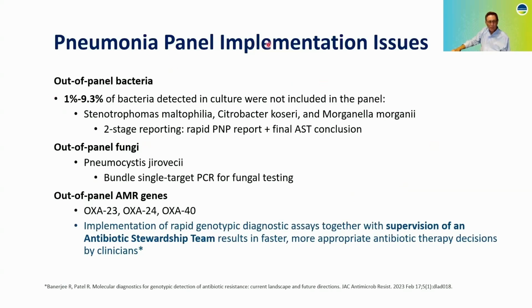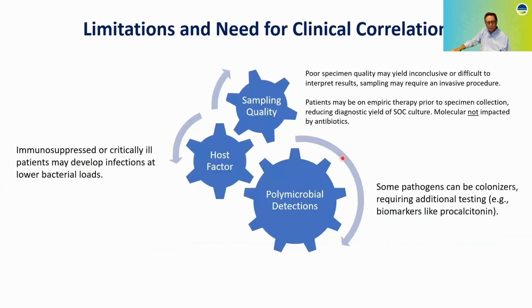And the other issue is these panels are not perfect, whether you use this panel or other panels. In the one that we're talking about now, the FilmArray panel, one of the limitations that probably has an impact, depending upon where you work, is that it doesn't, for instance, detect Stenotrophomonas. It doesn't detect Pneumocystis. It also doesn't detect OXA-23, OXA-24, and OXA-40, and those are pretty important in multi-drug resistant Acinetobacter, for example. So you have to know what's in your panel. And then the limitations and need for clinical correlation.